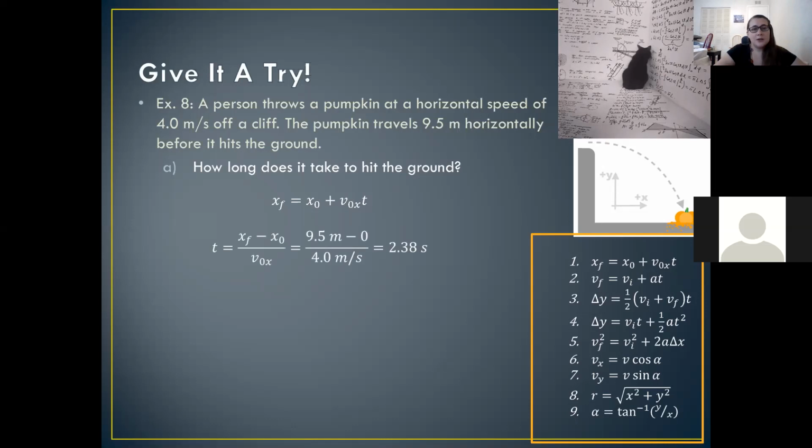So we can take that equation and rearrange it to solve for time. And so we'd get our change in position, x final minus x initial, over our initial velocity. Right, so 9.5 meters over 4 meters per second gives us a time of 2.38 seconds until it hits the ground.